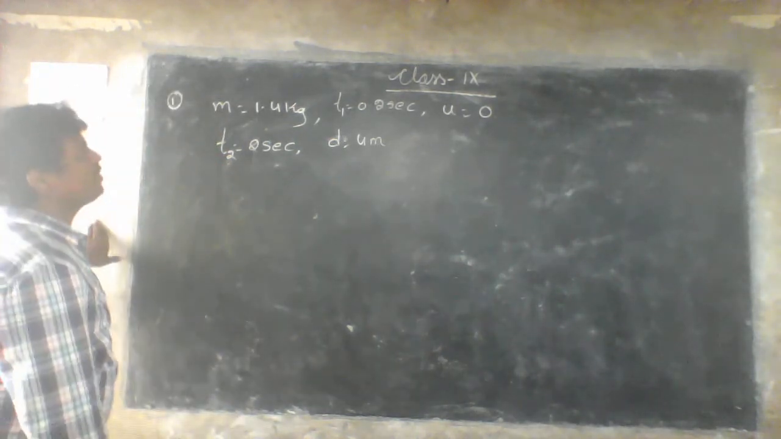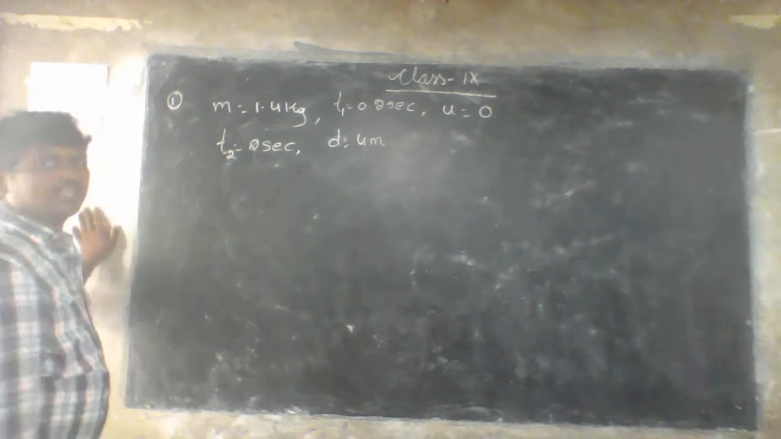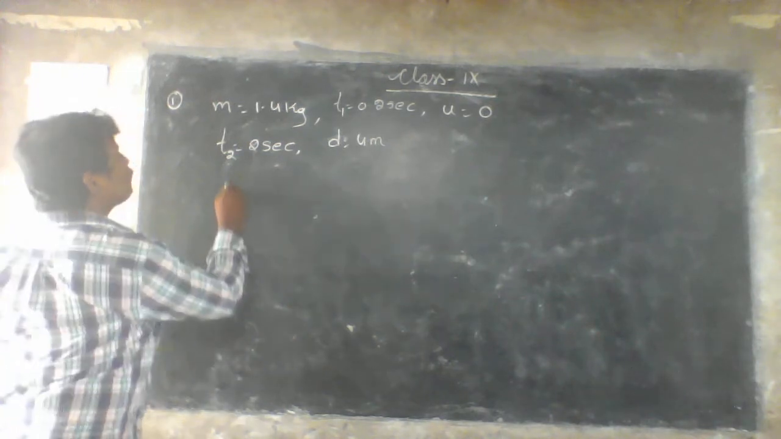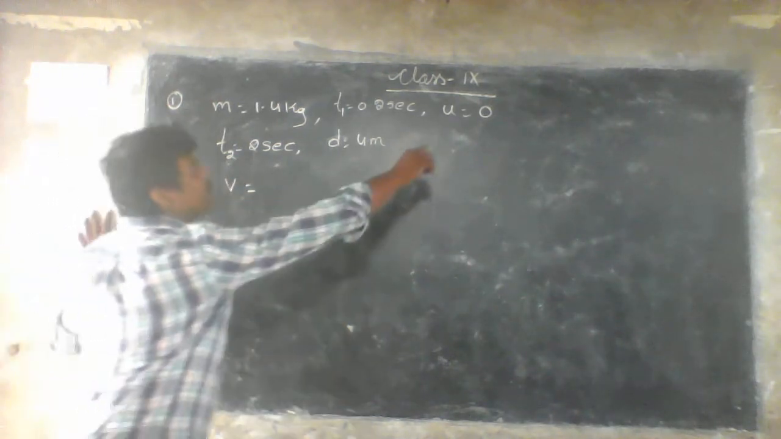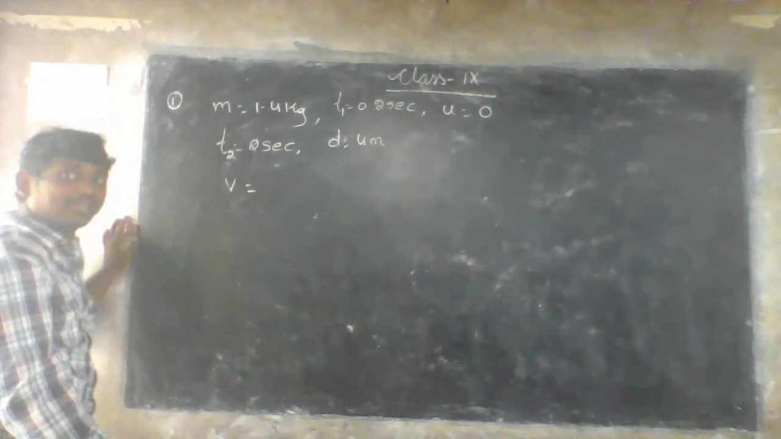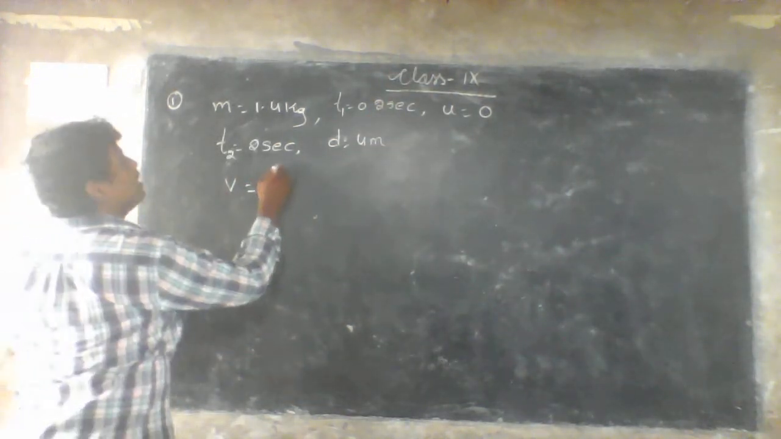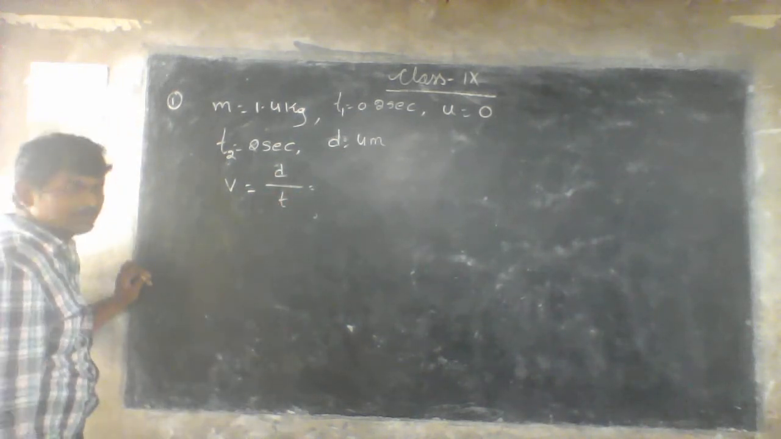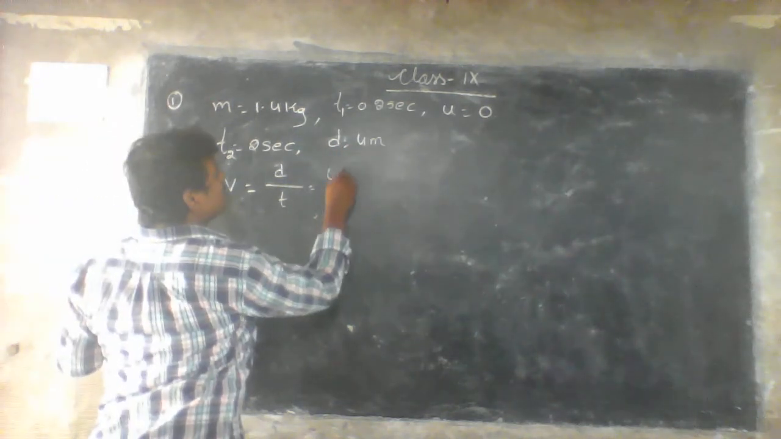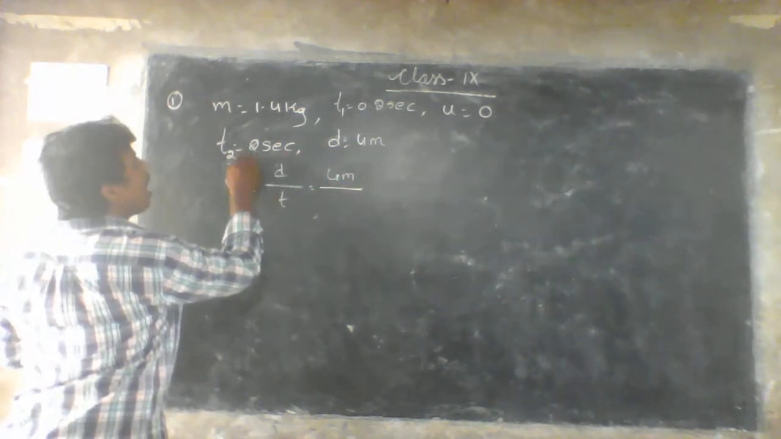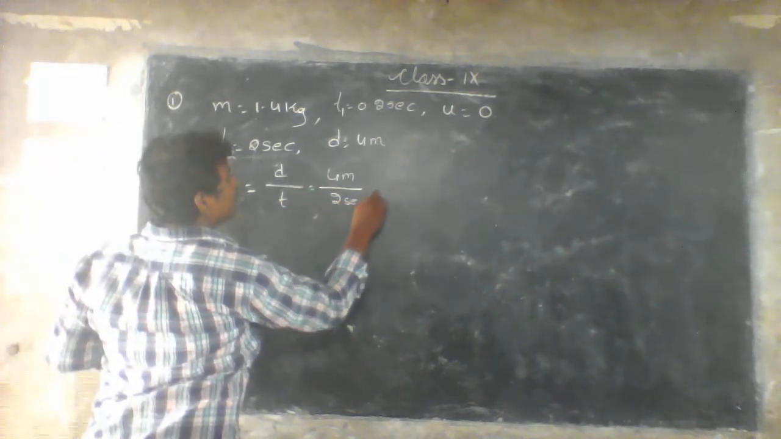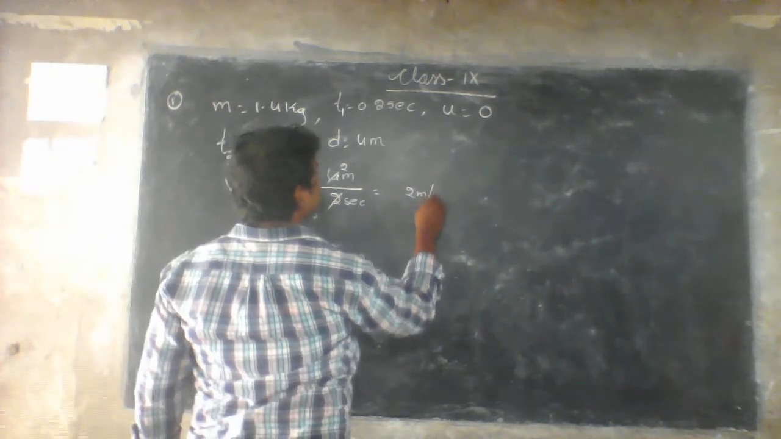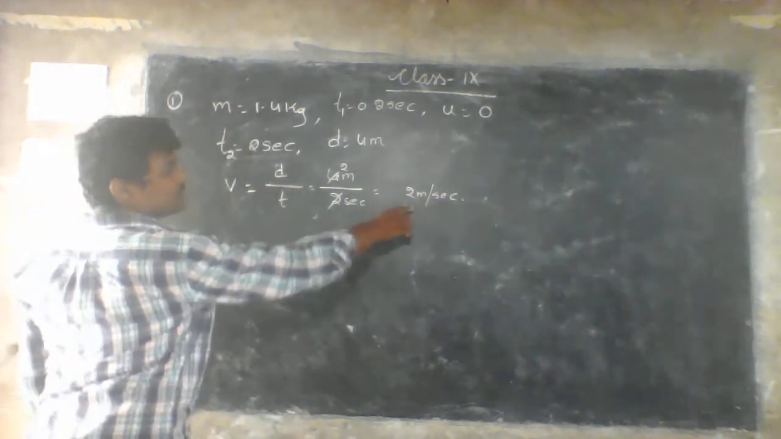To find this, first of all we have to know the acceleration of the body. Before that we have to know the final velocity. u equals 0, since initially the body is at rest. But for the final velocity, velocity is nothing but the rate of change of displacement. How much distance can it travel? 4 meters. But in how much time? 2 seconds. So 4 meters by 2 seconds, that is 2 meters per second. This is the final velocity of the body.